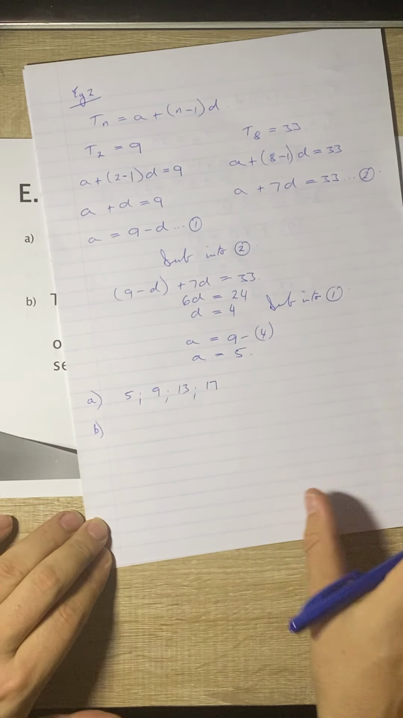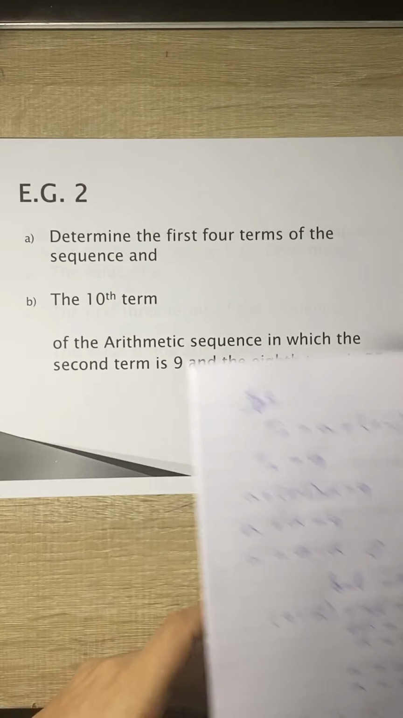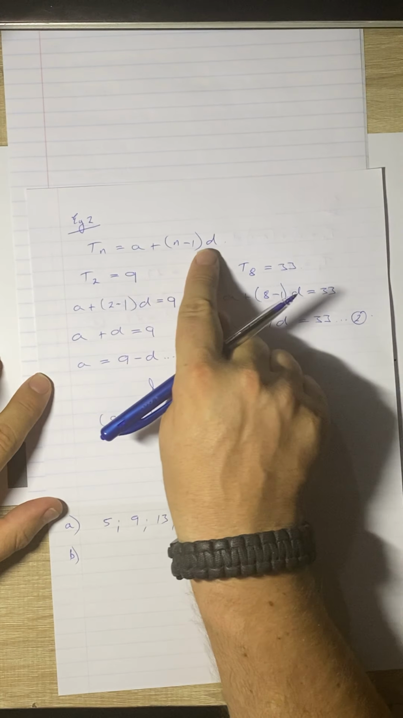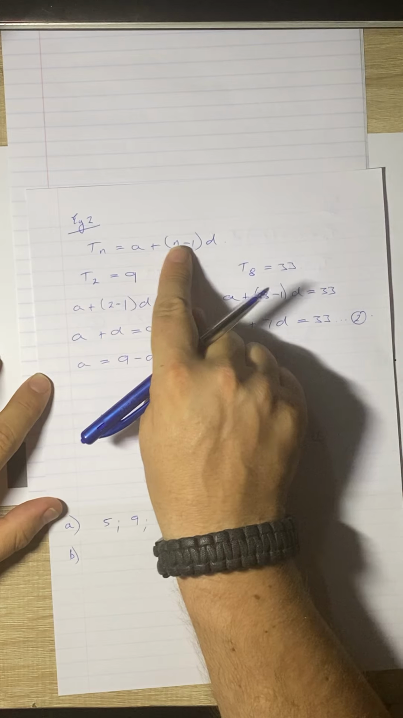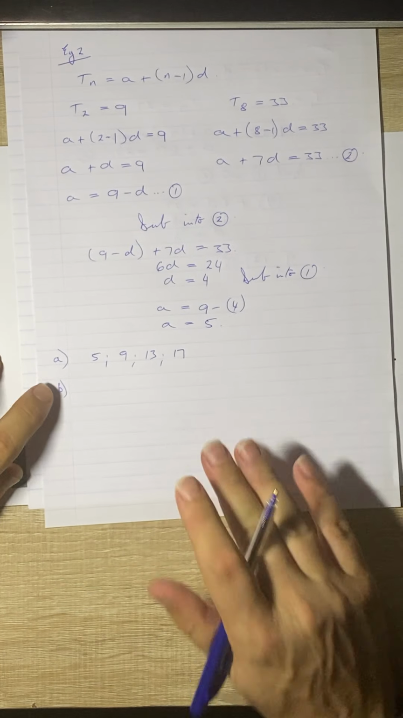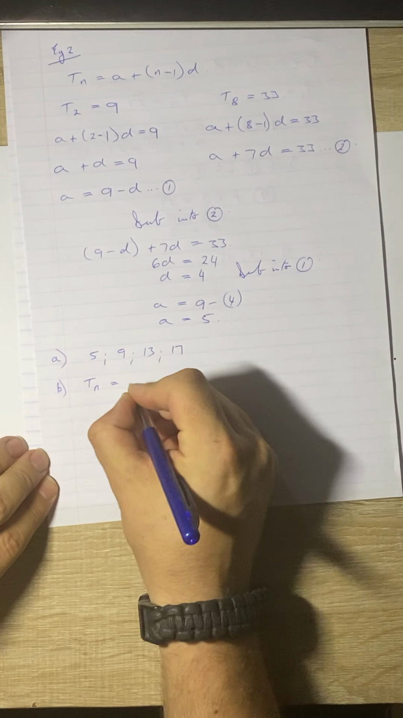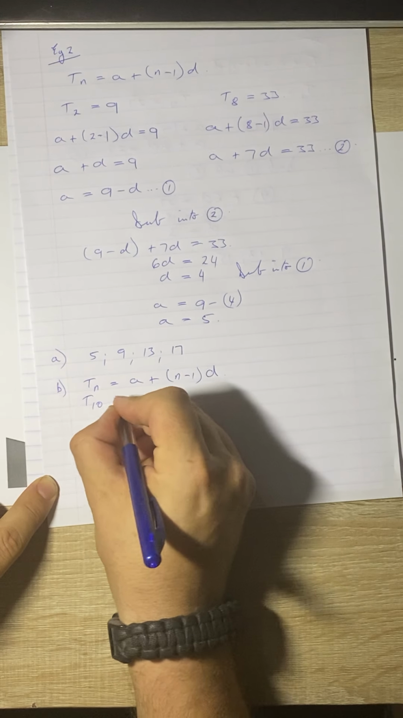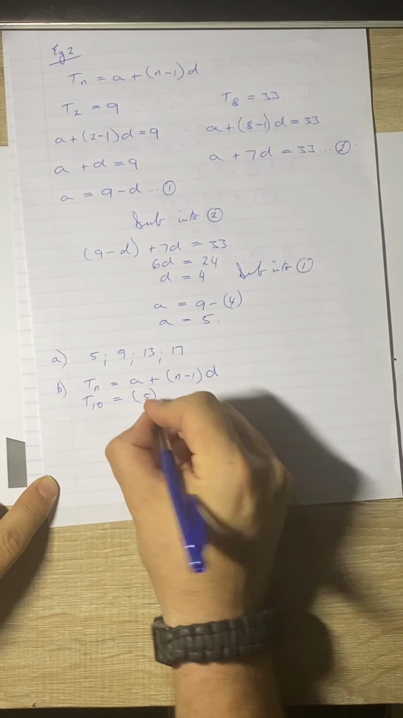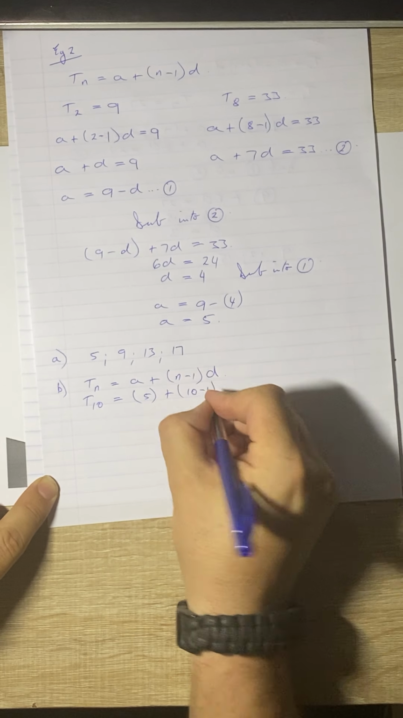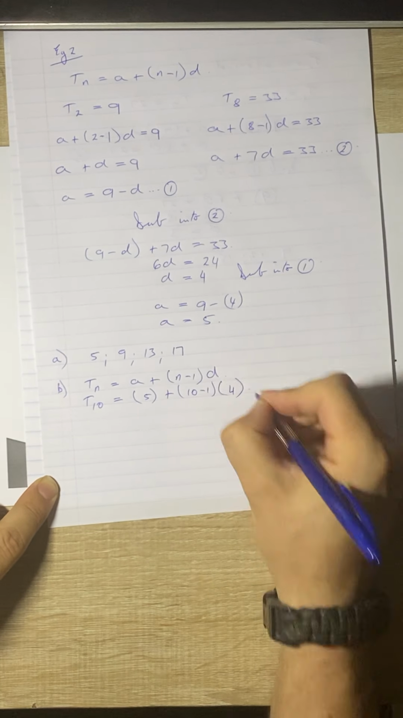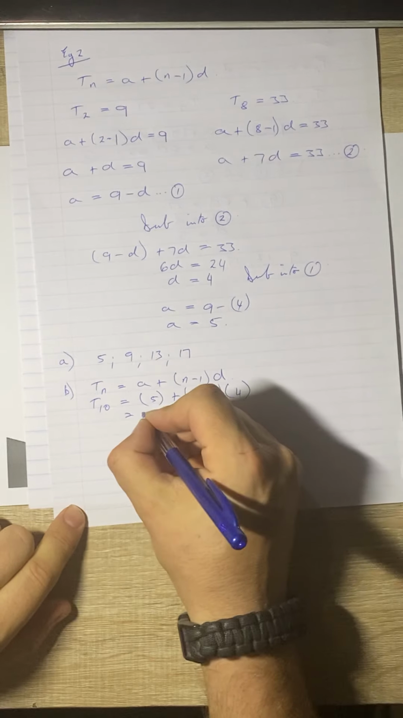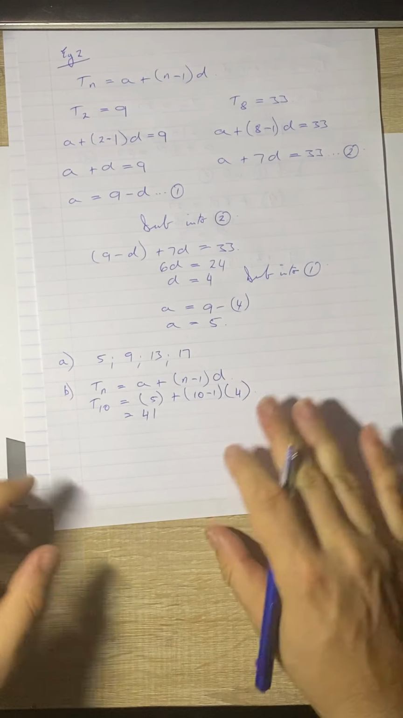Then question B, we want to find out what is the 10th term. So in order to do that, I'm just going to be using this formula here, plugging in 10. I know what my A is, n we know is 10, and d we also know from here. So Tn is equal to a plus n minus 1 times d. So T10 is equal to, our a is 5, plus 10 minus 1, and our d is 4. And we can punch that in the calculator, and we get the 10th term is 41. Okay.